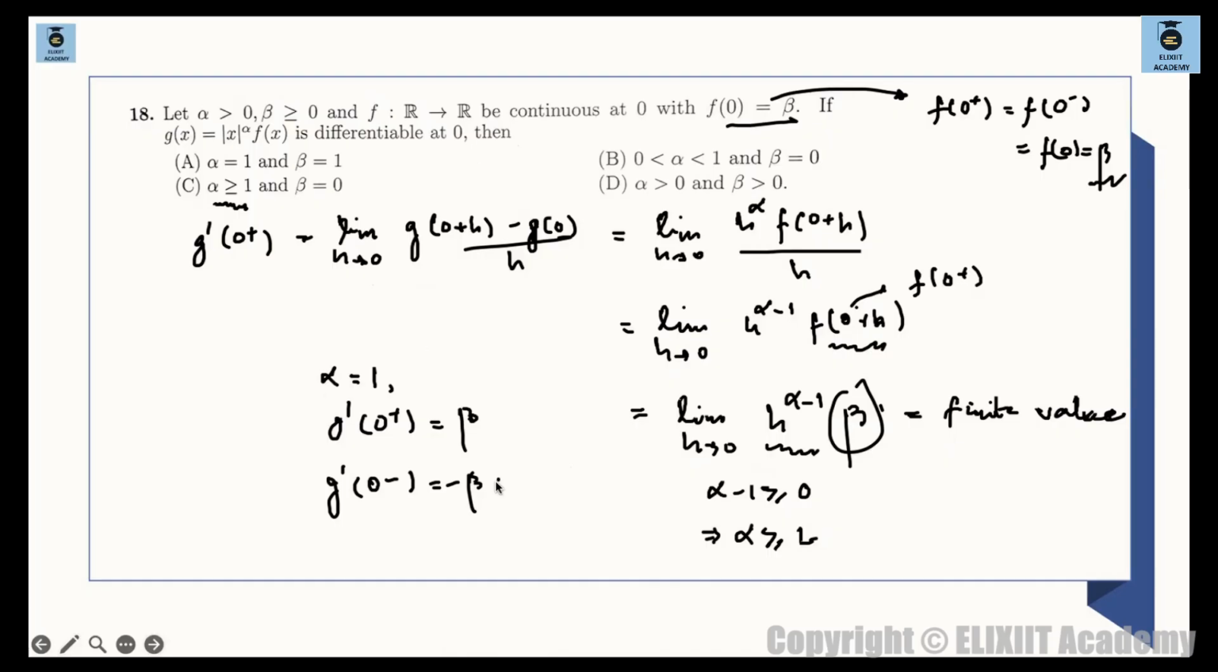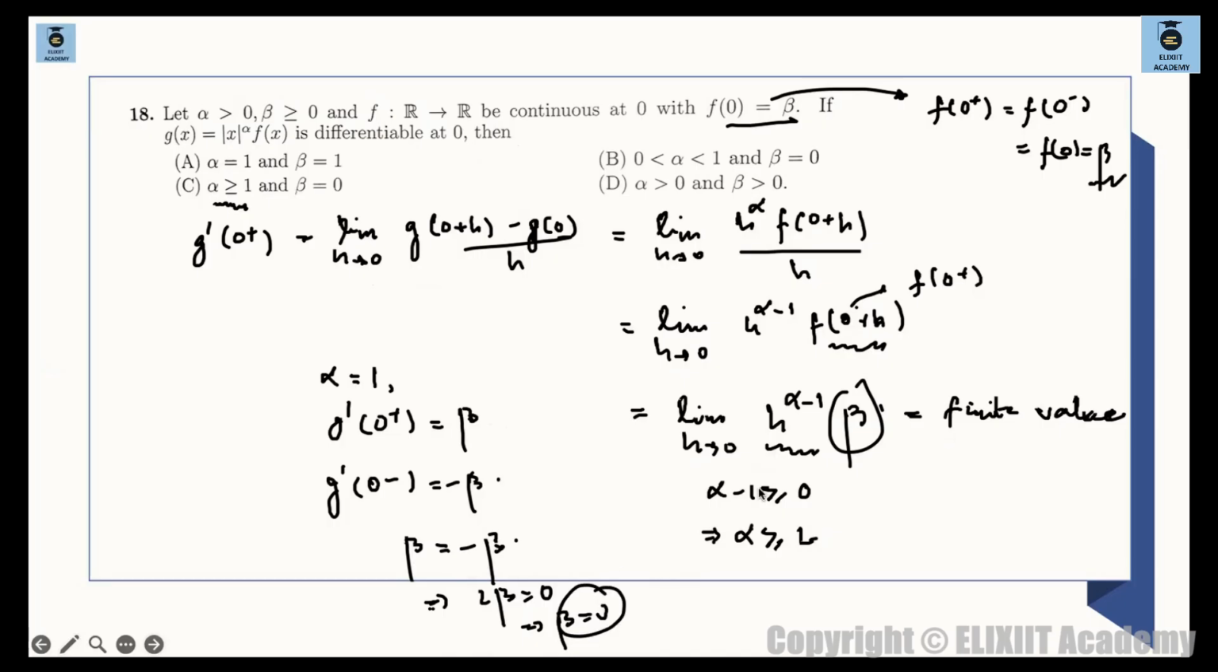Similarly, once you find g dash of 0 minus, that will be minus beta. Same thing, h raised to the power of alpha minus 1, in front there will be a minus. Why the minus? Because you open the mod with a minus: for g dash of 0 minus, mod will be 1 minus, and opening it with a minus gives minus beta. Now because this is differentiable, beta will be equal to minus of beta, which means beta plus beta will be 0, which means 2 beta is 0, which means beta will be equal to 0.